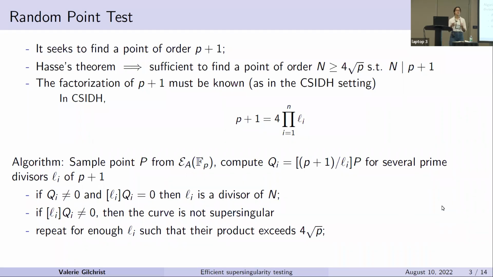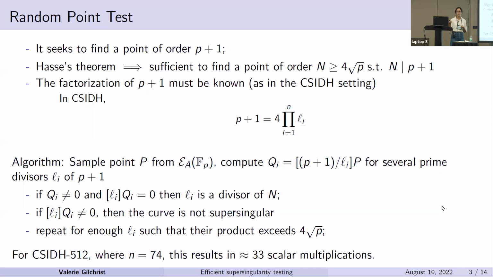So even if we do this in kind of a smart way, where we're choosing the largest li first, in, for example, CSIDH-512, where we have 74 small primes, this will equate to about 33 scalar multiplications. So not super fast, but this actually does end up being pretty good for memory.